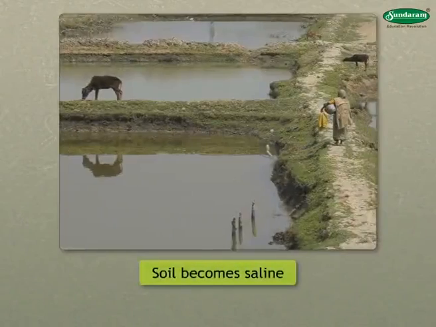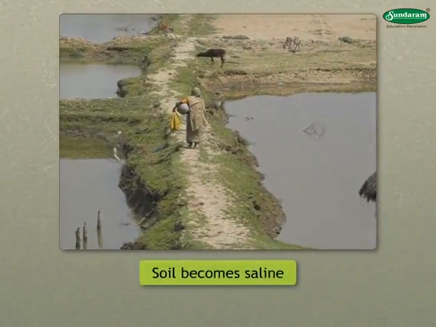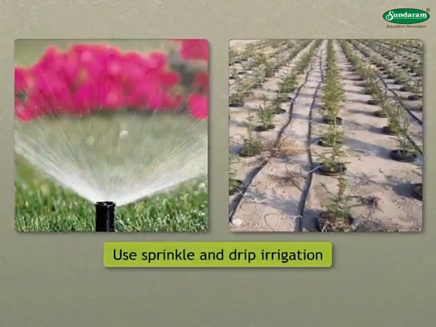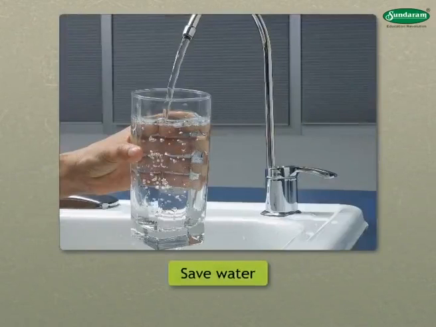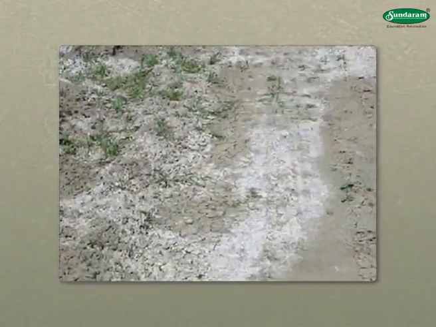Soil becomes saline due to excessive watering. With methods like sprinkle and drip irrigation, it is possible to water the soil only as much as needed. Thus, we not only save water, but also prevent soil from becoming saline.